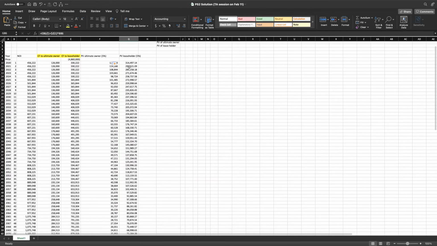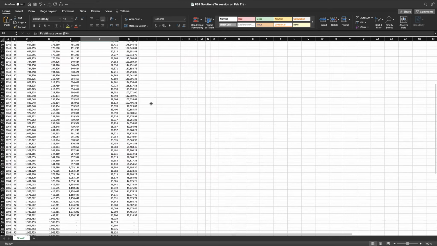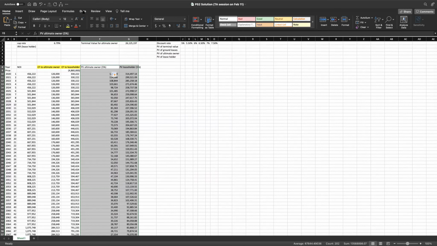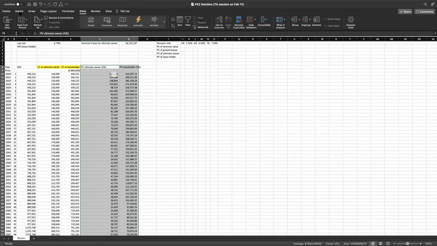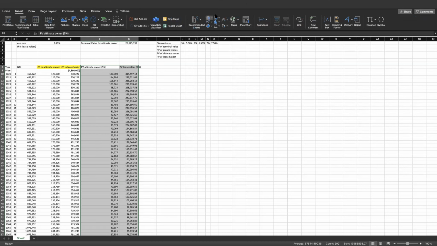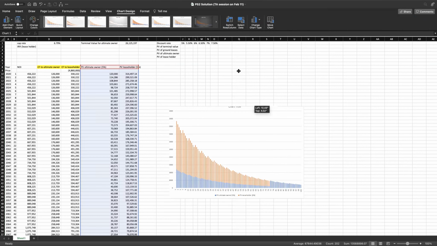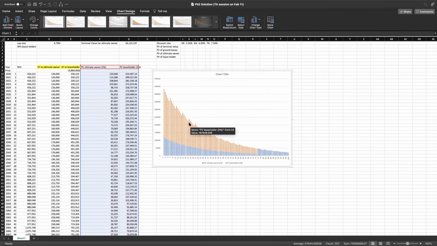So one thing I want to do is take a look at how much present value it looks like. Let's draw a plot. So you can see the red part is the present value for the leaseholder, and the blue part is the present value of all the cash flows for the ultimate owner. So clearly, nearby future cash flow is worth much more than the distant future cash flow.